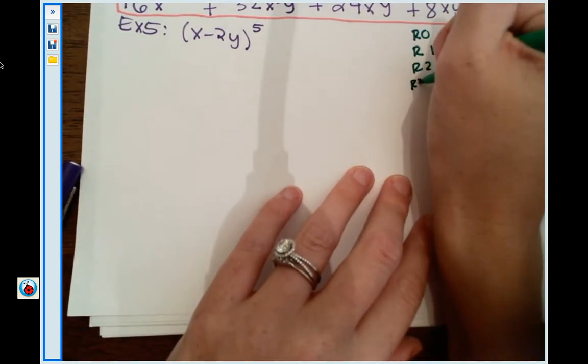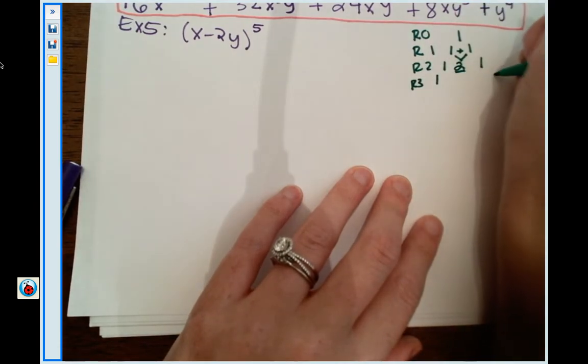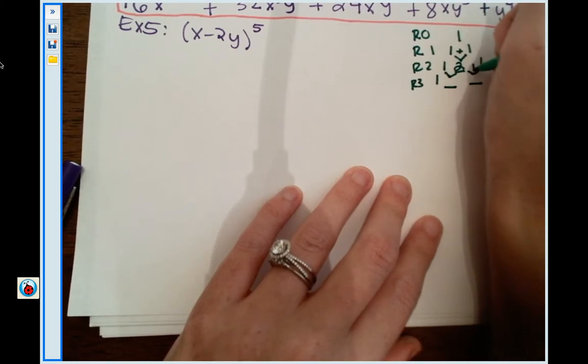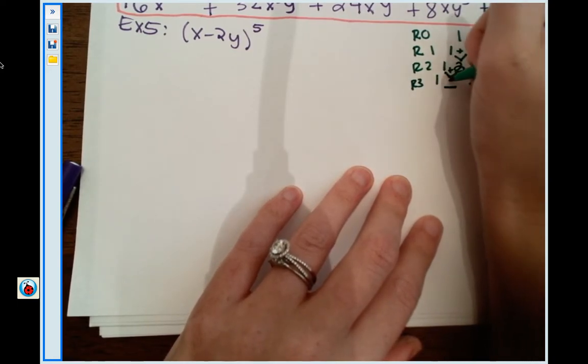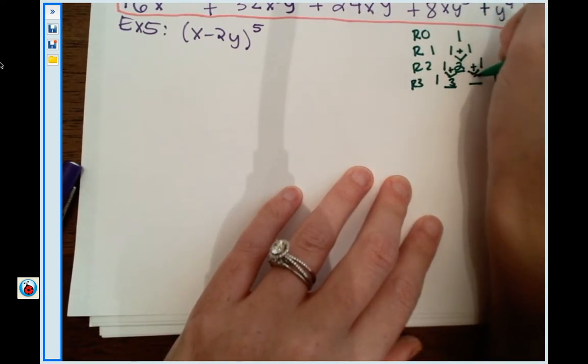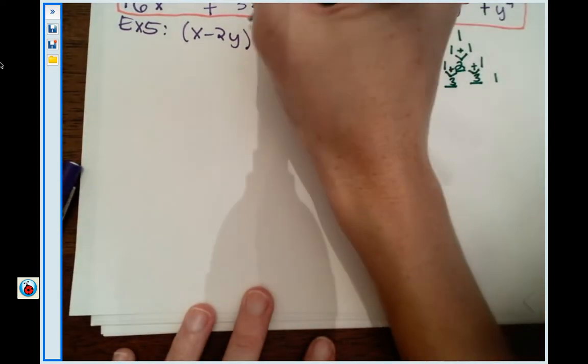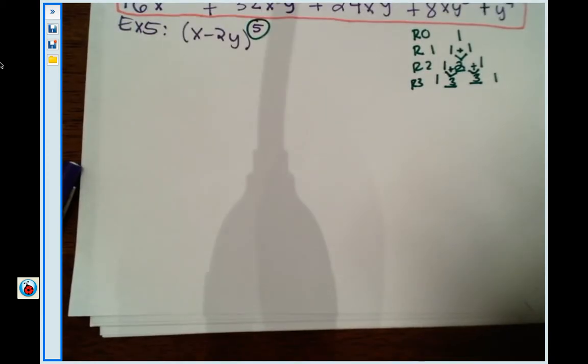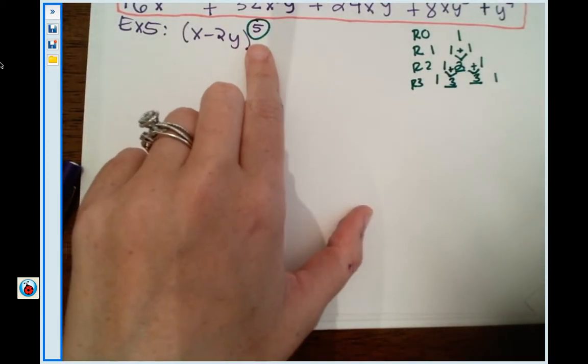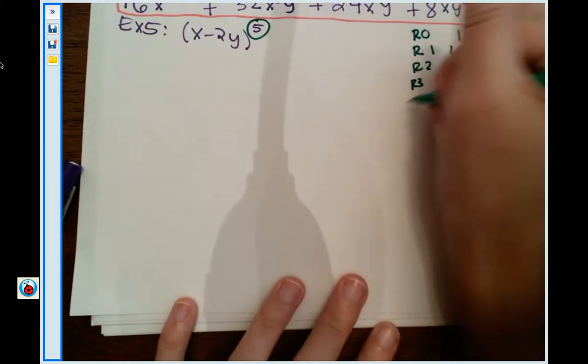Alright, row 3, we start with the 1, we end with the 1, and to get these two terms, we add both of these together. 1 plus 2 gives me 3, and 2 plus 1 gives me 3. We do Pascal's triangle all the way down till we get to this number, row 5. This tells us the row to go down to. So I've got 2 more rows to do.